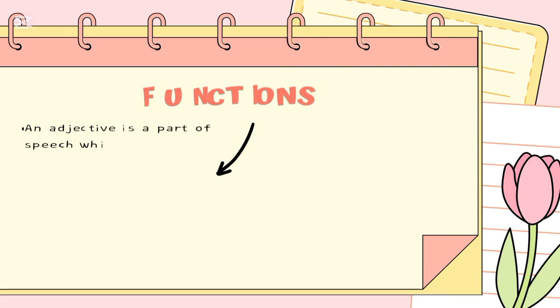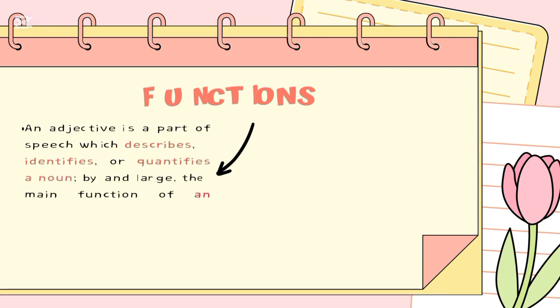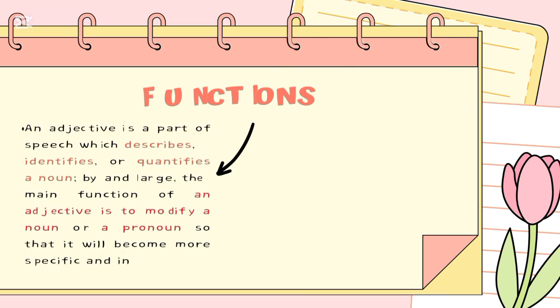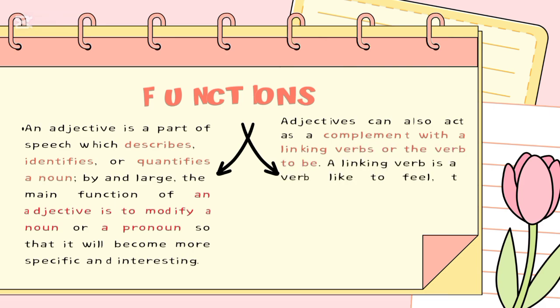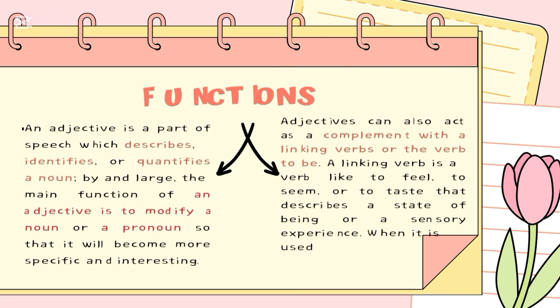Let's continue with its adjective functions. An adjective is a part of speech which describes, identifies, or quantifies a noun. By and large, the main function of an adjective is to modify a noun or a pronoun so that it will become more specific and interesting. Another function is that adjectives can also act as a complement with a linking verb or the verb to be. A linking verb is a verb like to feel, to seem, or to taste that describes a state of being or a sensory experience. When it is used this way, it is called a predicate adjective.